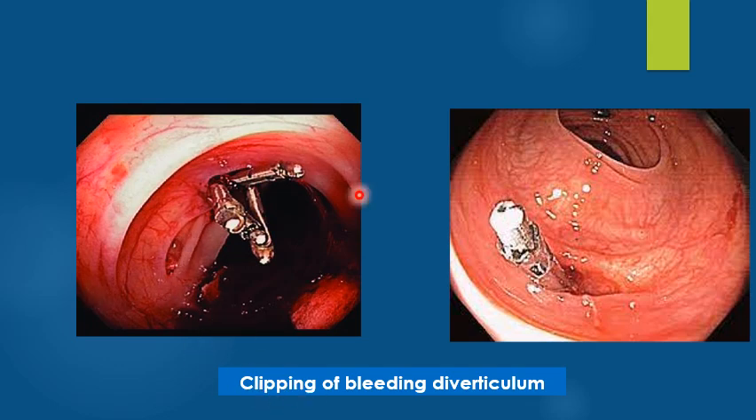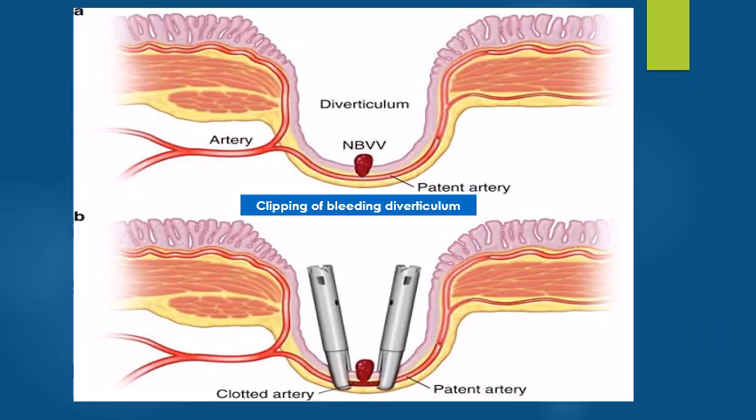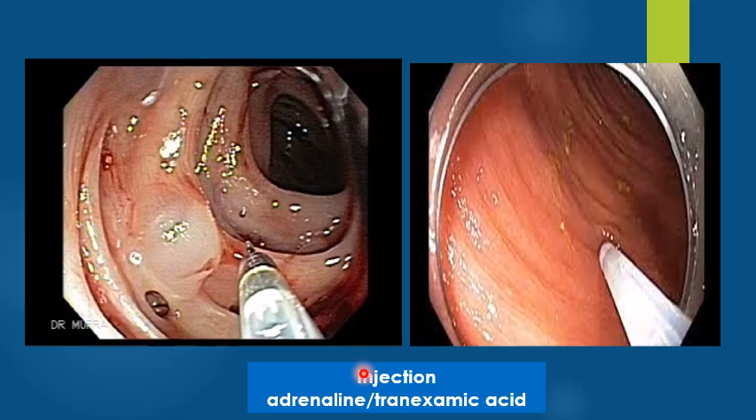You see the diverticulum bleeding. So a clipping of the bleeding diverticulum, where a clip is applied to the base, as shown in this diagram here. This is the diverticulum. There's a bleeder here, and this bleeder has to be clipped on either side of the leak. So this is a patent artery. You place a clip here and clip here, and this will control the bleeding from the diverticulum. Here, injection of adrenaline or tranexamic acid is used to stop the bleeding.